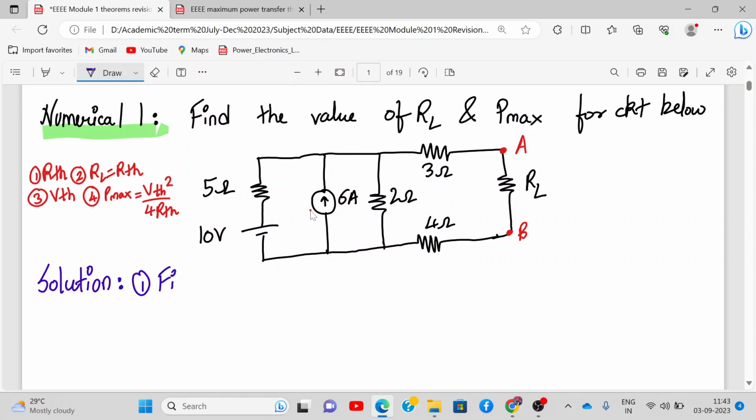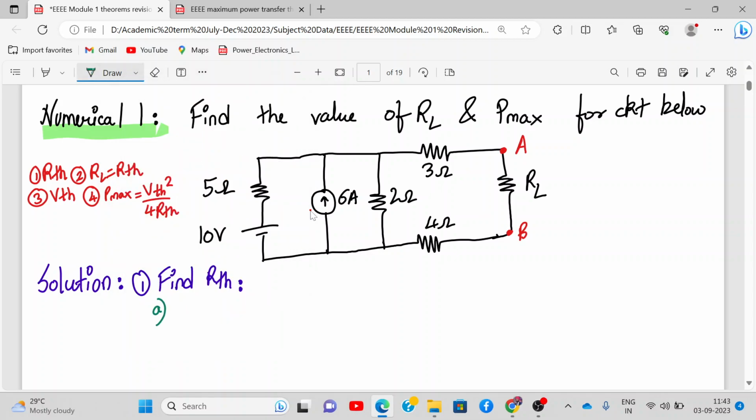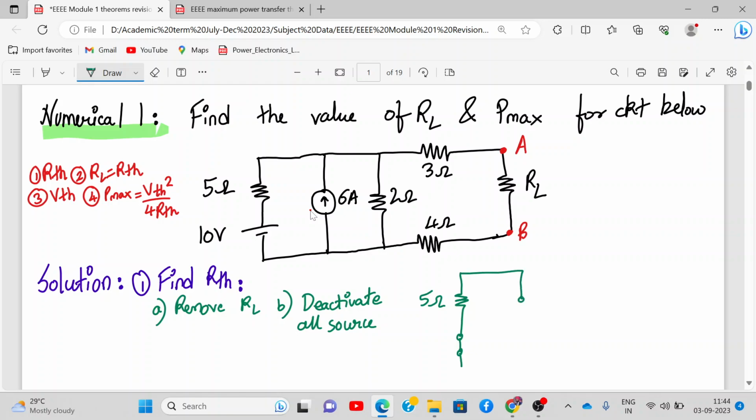finding RTH. Now tell me what we do to find RTH. What is the procedure? Come on. Yesterday you were there. We remove RL. Yes, sir, correct. Remove RL and then we deactivate all sources, right? Yes, deactivate all sources. So I'll draw the circuit diagram here only. Resistances will remain as they are. Voltage source will become short circuit. Then current source will become open circuit.